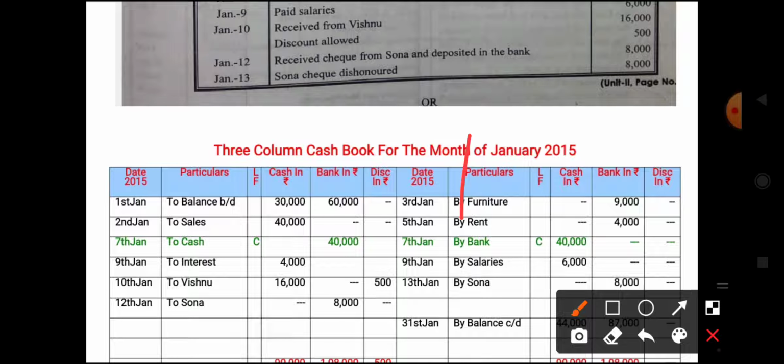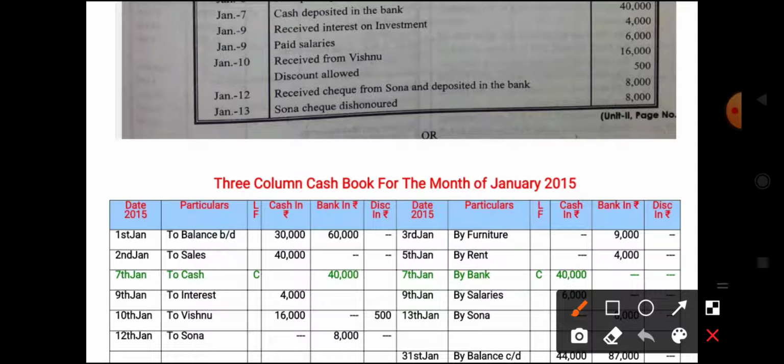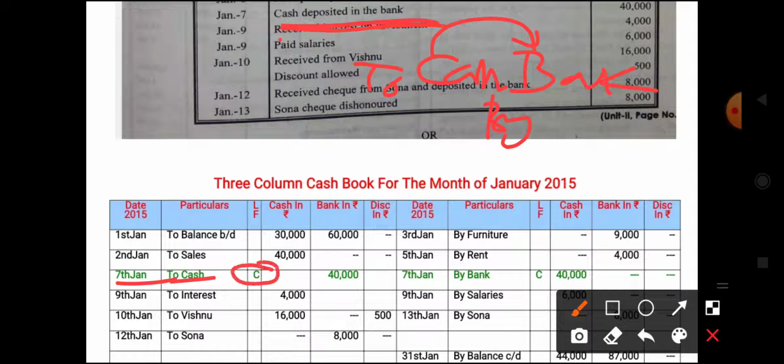next one is very important one, this one. What it is means cash deposited into bank, contra entry. Where is the money going? Going into the bank. So two cash by bank. Okay, so debit side, 7th January two cash, in LF column C, amount will be in bank column. When you write here two cash, amount will be in bank.